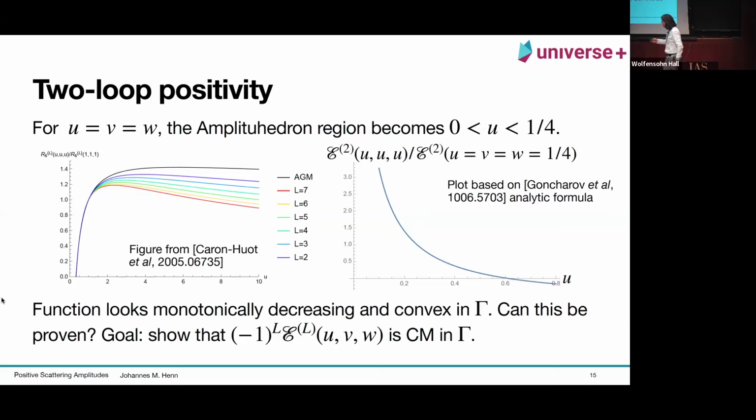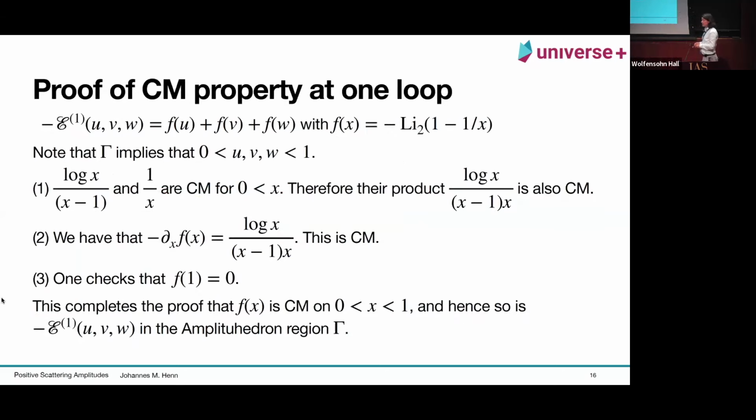Everything is okay. So if we zoom in here at two loops, this is the plot we get. You can think of it as a magnification of that region, and we see exactly what we like: something positive, decreasing, convex. But now we'd like to prove it. So let's see about this. Let's start at one loop.